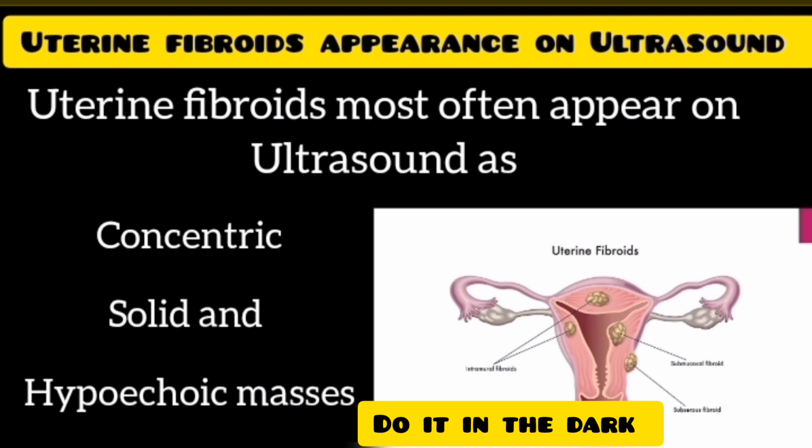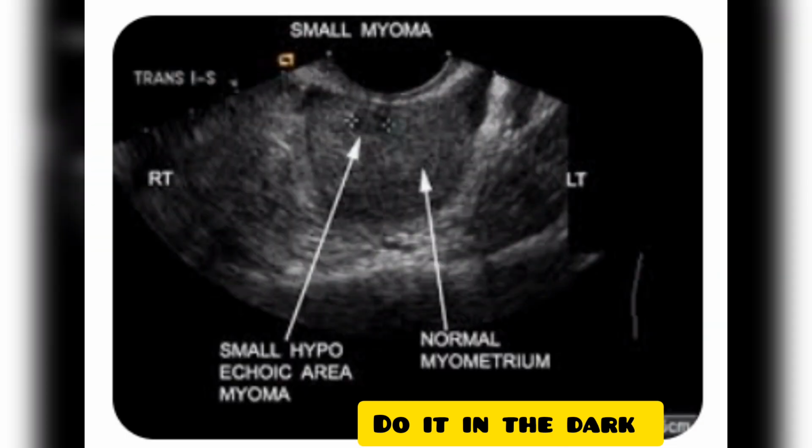For instance, if we look at this ultrasound image of one patient, you can see the normal myometrium at one place and also a small hypoechoic area of myoma or mass. Okay, that hypoechoic area is most probably the uterine fibroid. So we have to keep this thing in mind.